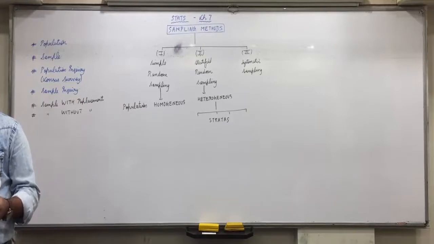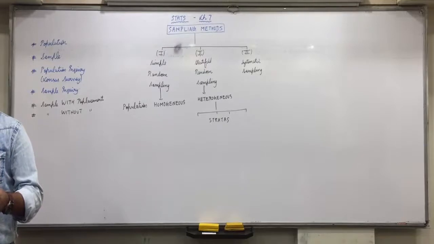Now sampling methods. So directly underline the last paragraph. Simple random sampling, stratified and systematic. 3 methods are there.